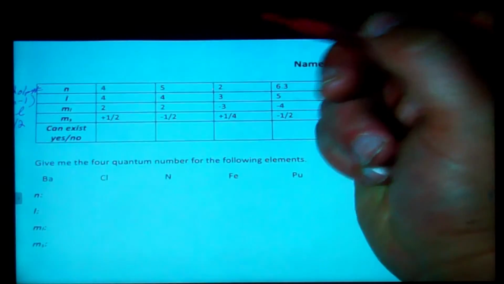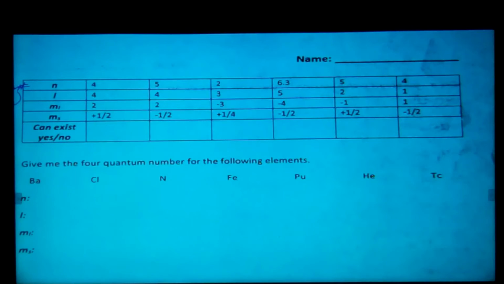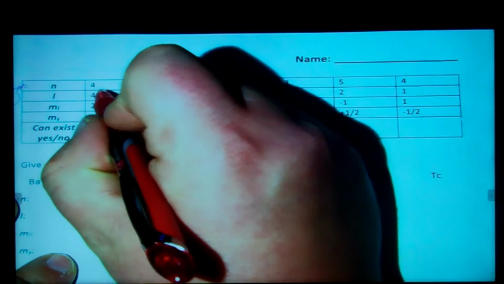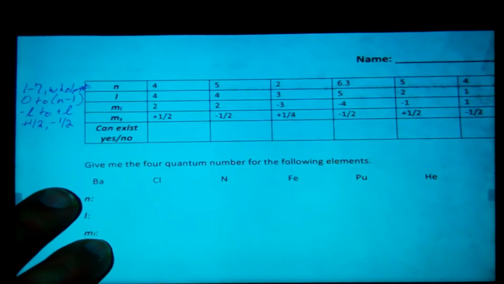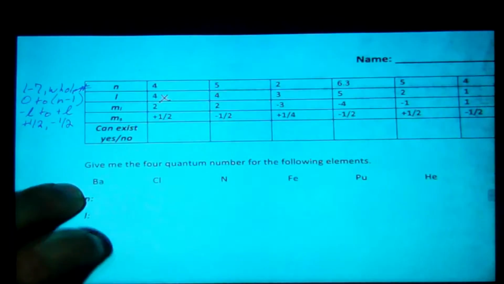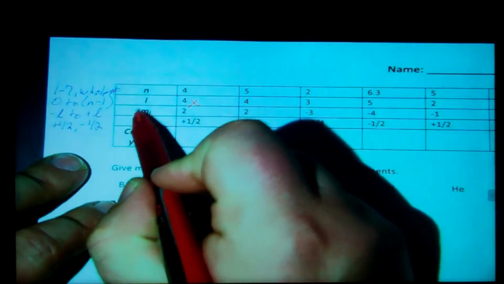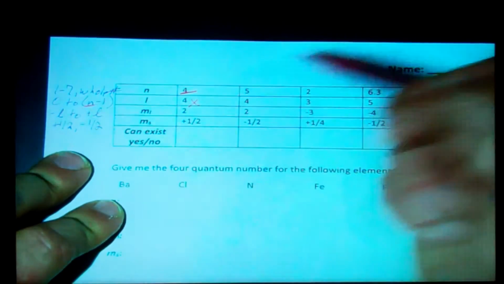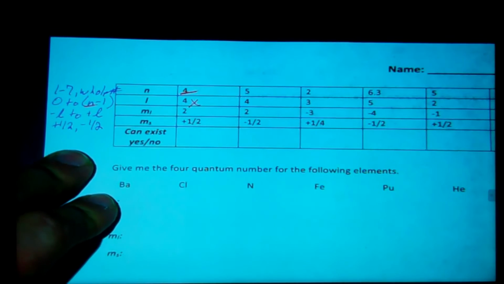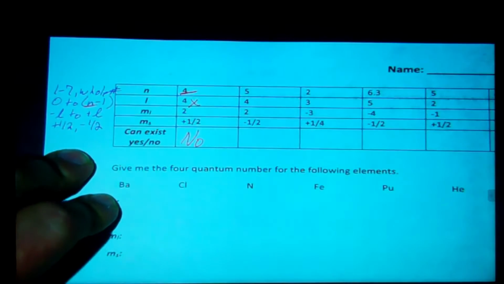So on this first one, n is 4. Can n be 4? Yes. It's 1 to 7, falls in that range, and that's a whole number. So that's a check. L is 4. Can L be 4? No, L cannot be 4. Why not? Because n is 4, and L can only be 0 to n minus 1. 4 minus 1 is 3, so the highest L can be is 3. So this first set cannot exist.